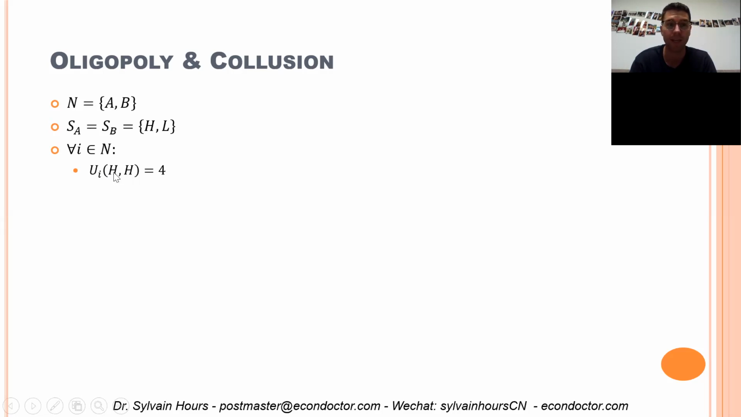Okay, so the first H is my strategy, and the second H is the strategy of my competitor. Then in this case, we both have a high price. It's the same price, so we have 50-50% market share. And since it's a high price, we can make a lot of profit. So let's say $4 million.